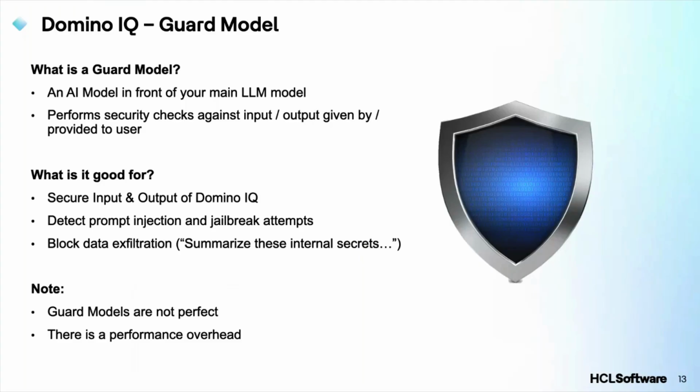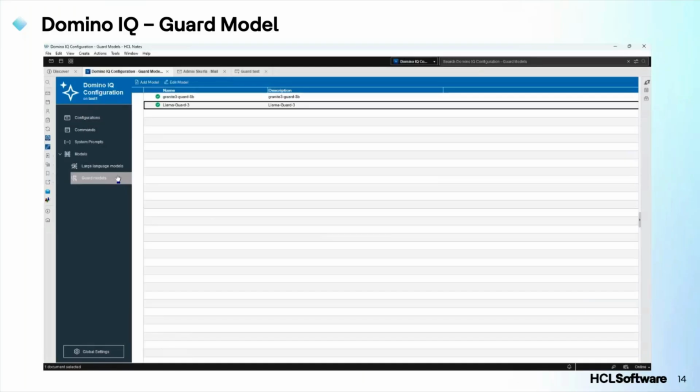But I have to admit, guard models in the AI world are still not perfect. They are improving over time, and that's why it's important to have support for guard models. But this is not a perfect guarantee for security. That's why we want you to test this out and try this out in your environment. On the next slide, I have a small video showing you where to configure this and get a little bit of a feeling for what this looks like.